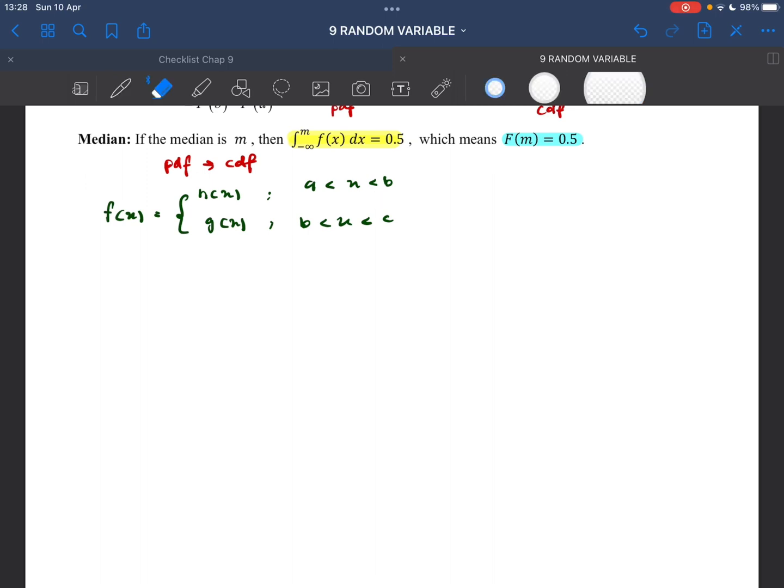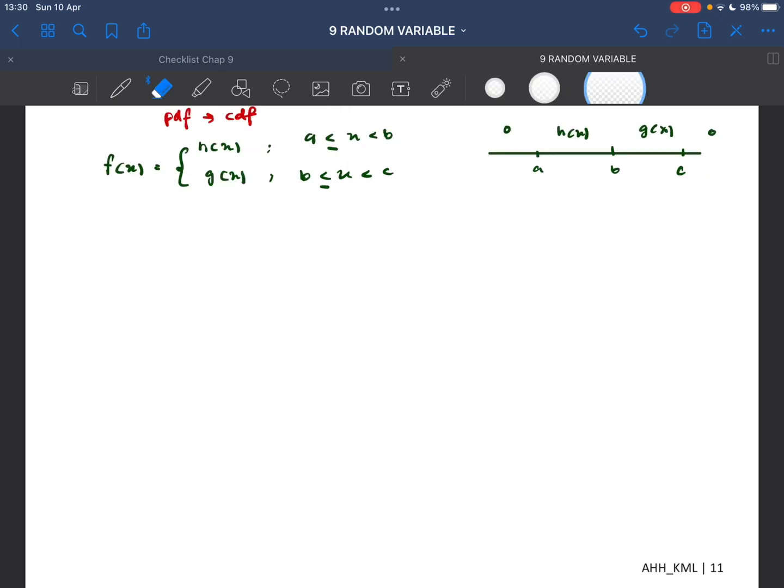This is the equal sign here. Alright, so as I said, if you have the piecewise function, what we have to do is we just simply do a number line so that it's easier for us to see the function. So we have between a and b, we have function hx. From b to c, we have function gx. This one is obviously 0.